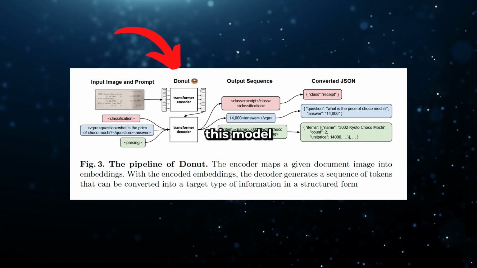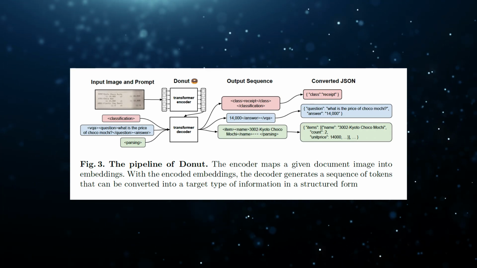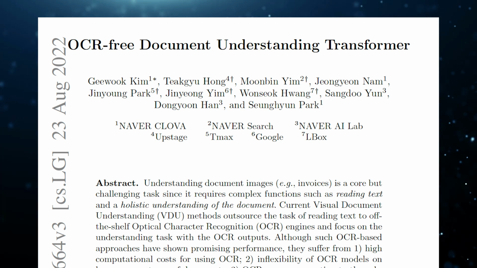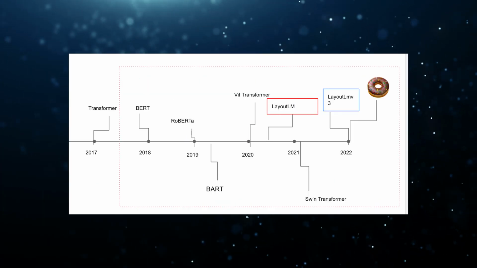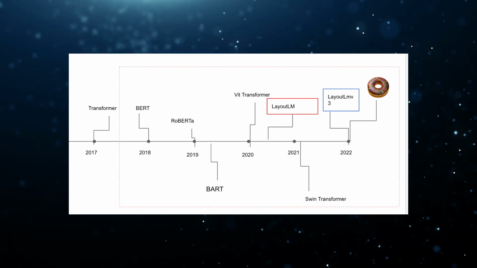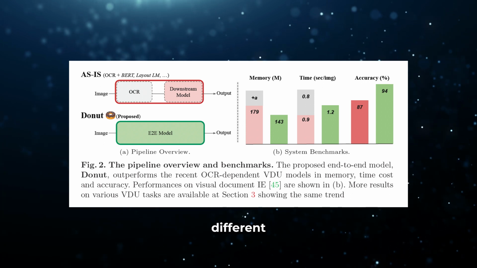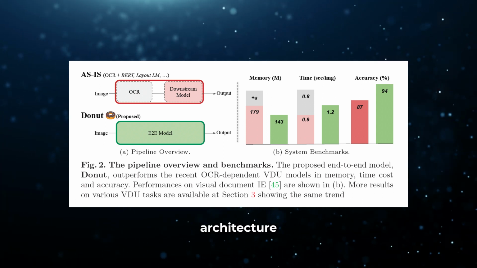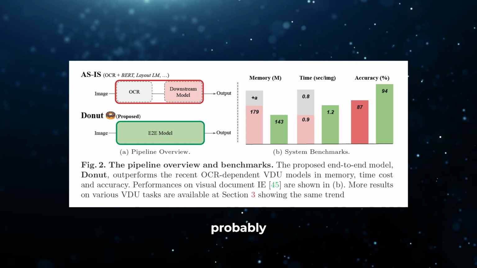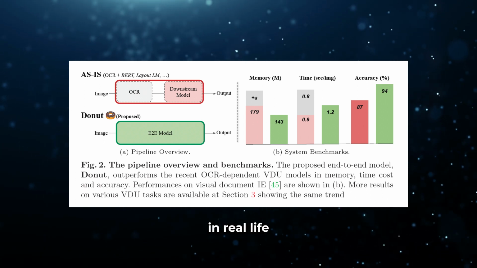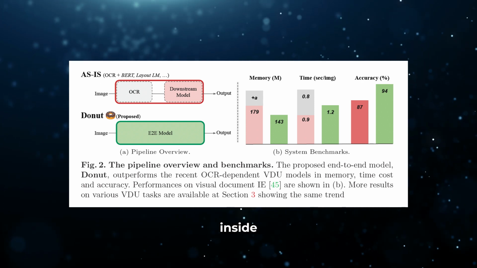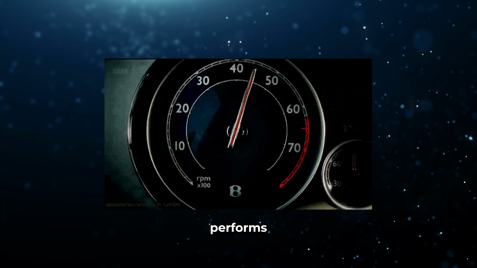And this is where this model comes in, Donut, which stands for OCR-free document understanding transformer. Now, one of the main benefits and why this architecture is better than previous architectures for document understanding is that it is easily adaptable to many different languages. And not only that, the architecture is extremely elegant in the sense that it is quite fast, which is probably more applicable in real life use cases if you were to build a real life application. Before we start digging inside the architecture, let's see how well it performs on various tasks.